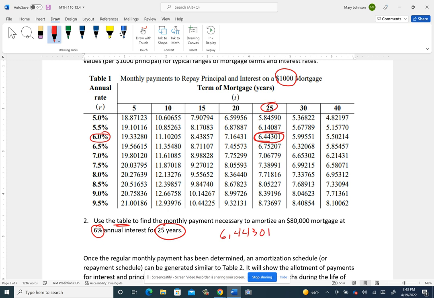6.44301. So if you only borrowed $1,000, then your payment would be $6.44 about every month for 25 years, okay? But you didn't borrow just 1,000, you borrowed 80,000. So you need to multiply that by 80. And you'll see when you do that, take a moment to do it. Pause the video, take a moment to do it. And you wind up getting the same thing, $515.44. So that's what your monthly payment would be, okay?